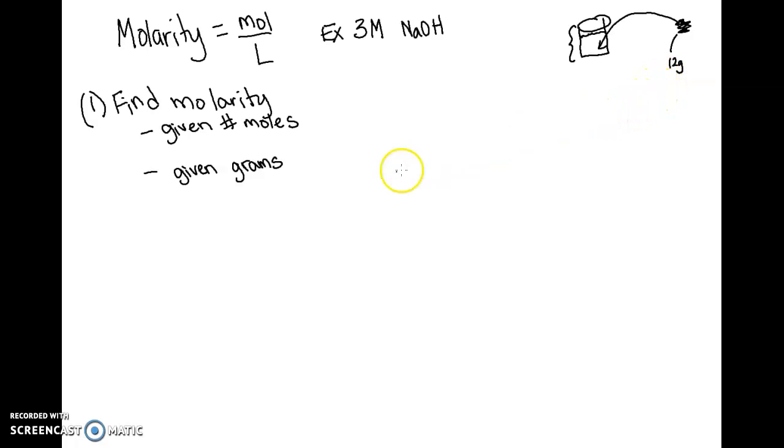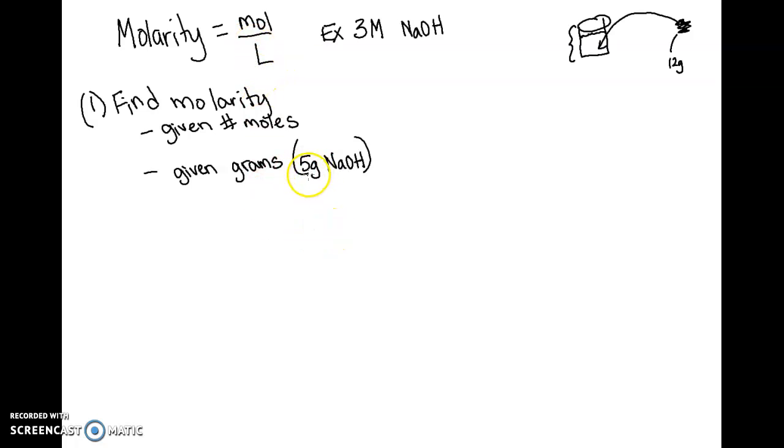And so you're much more likely to see a problem where it says, okay, if you take 5 grams of some chemical, like for example, sodium hydroxide, 5 grams of sodium hydroxide, and you dissolve it in this much water. Total volume is 175 milliliters. So you're always going to have a volume too.